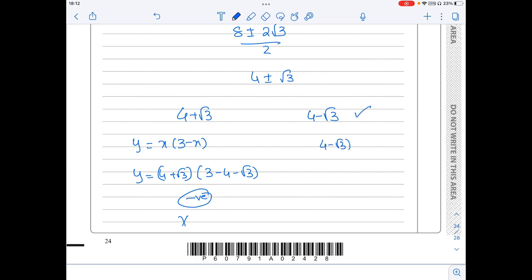4 minus root 3 times 3 minus 4 plus root 3. So what does that become now? 4 minus root 3 times root 3 minus 1. So it becomes 4 root 3 minus 4 minus 3 plus root 3. So it becomes 5 root 3 minus 7. That's going to be the y coordinate.